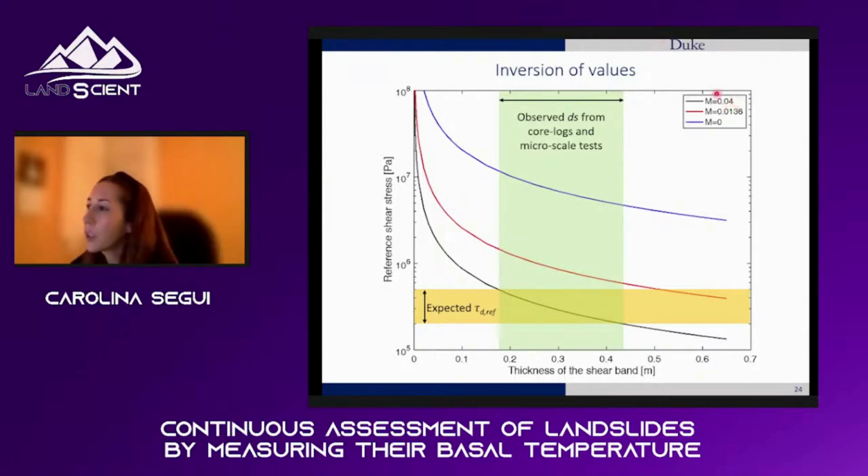However, if we take the thermal sensitivity of 0.04, which is the one that we obtain for the samples at the center of the shear band, we obtain a very good fit for the expected reference shear stress. Therefore, we need to take into consideration the thermal sensitivity, and also which one, outside or inside. As we can see here, we need to test and obtain the thermal sensitivity from the material inside the shear band of the landslide.